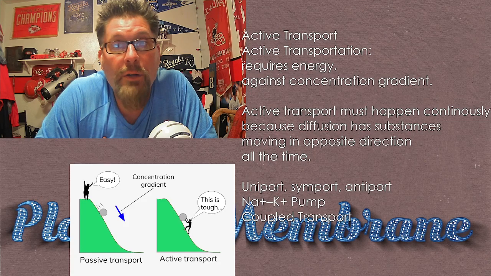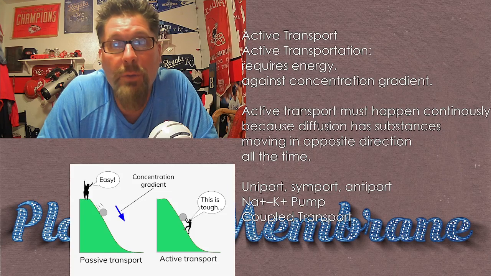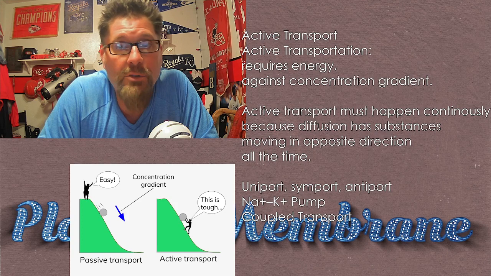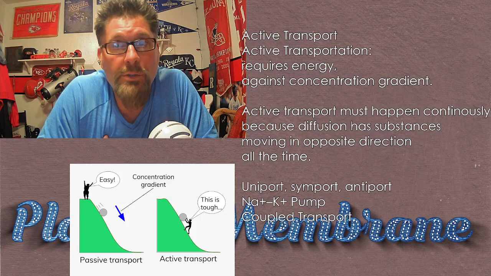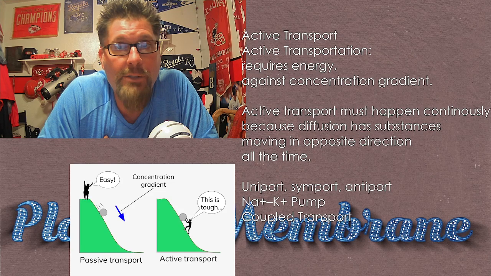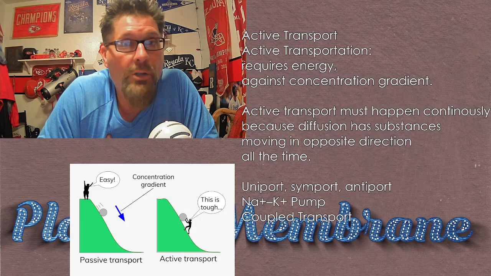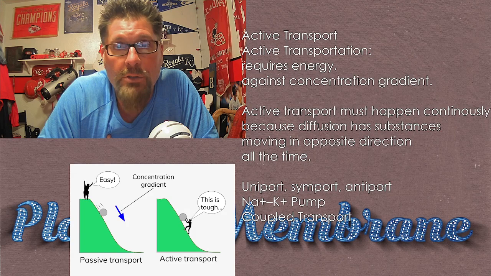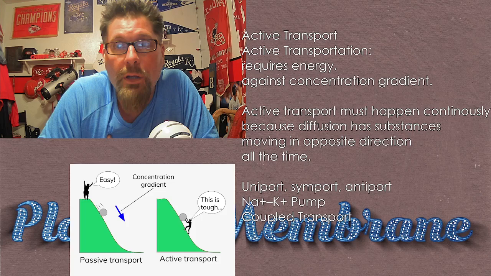Now, when we're talking active transport, the one thing that we have to remember is that we are leaving behind those passive transport principles, and now active transport has its own set of principles. You can look at it as the exact opposite. In other words, we are going to require energy for this transport, and we're going to be going against the concentration gradient. In other words, we're going to be going uphill.